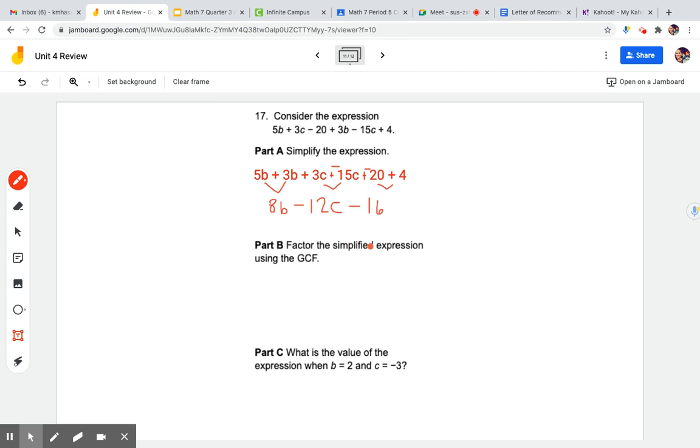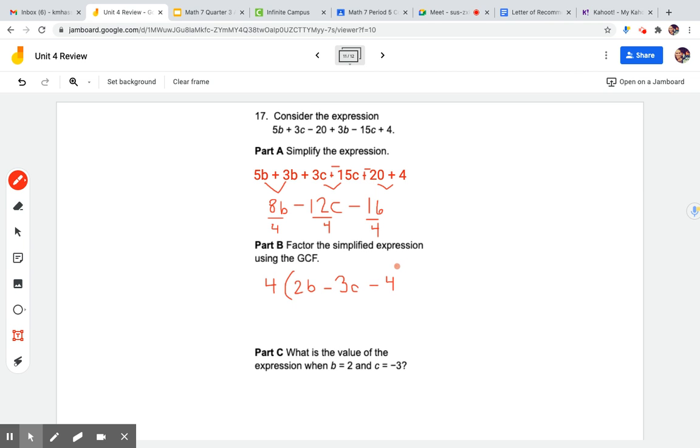For part B, we're going to factor the simplified part A. When I look at 8b, 12c, and 16, they all have a common factor not just of 2, but of 4. That's the greatest common factor. So then I'm going to divide each of these terms by 4 to get the inside of the parentheses. 8 divided by 4 is 2, and there's still a b. Minus 12 divided by 4 is 3, and there's a c. Minus 16 divided by 4 is 4.